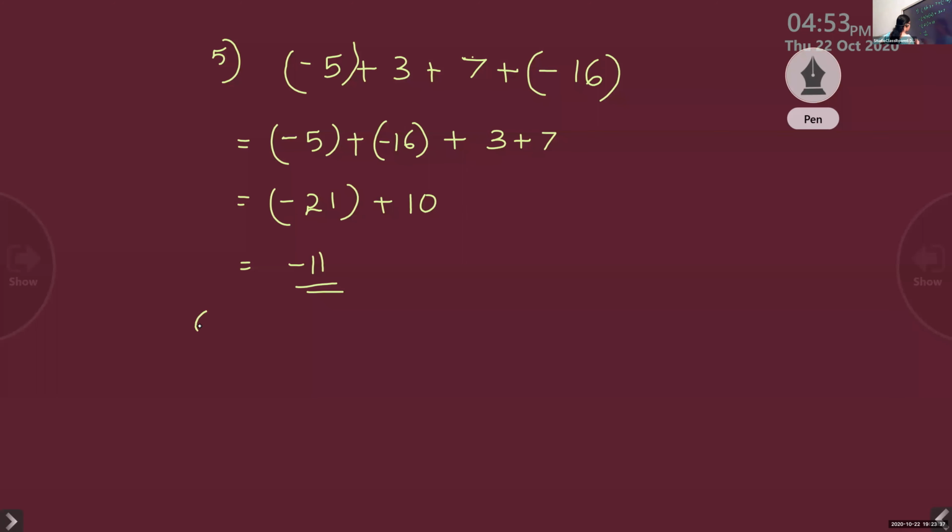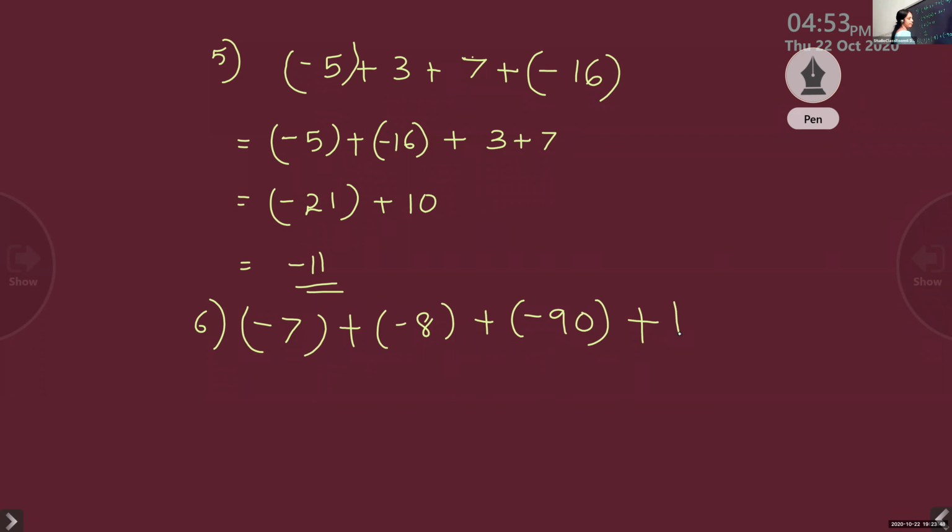And next question, -7 plus -8 plus -90 plus +1. Okay, for a variety.